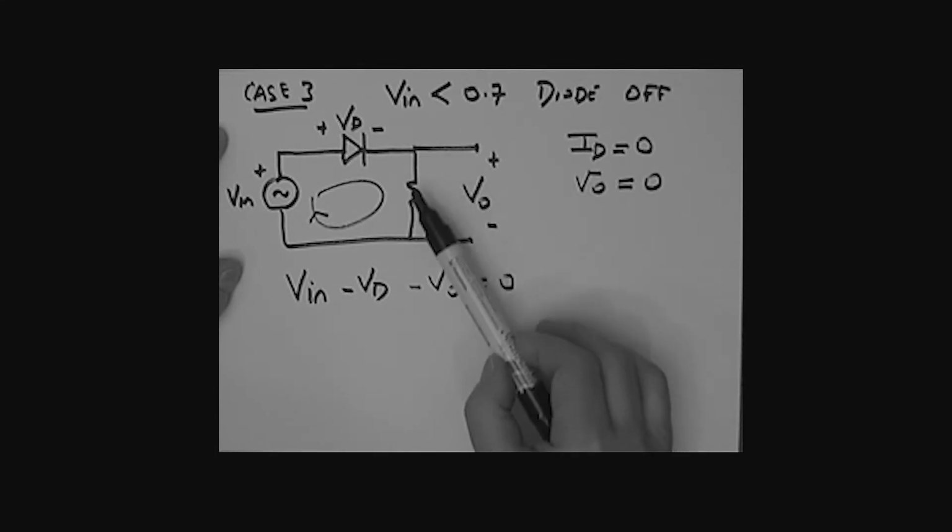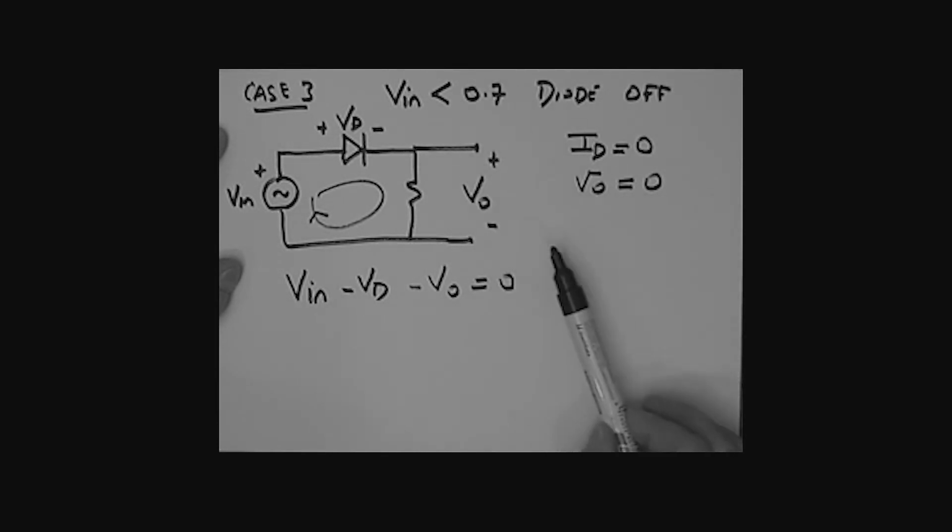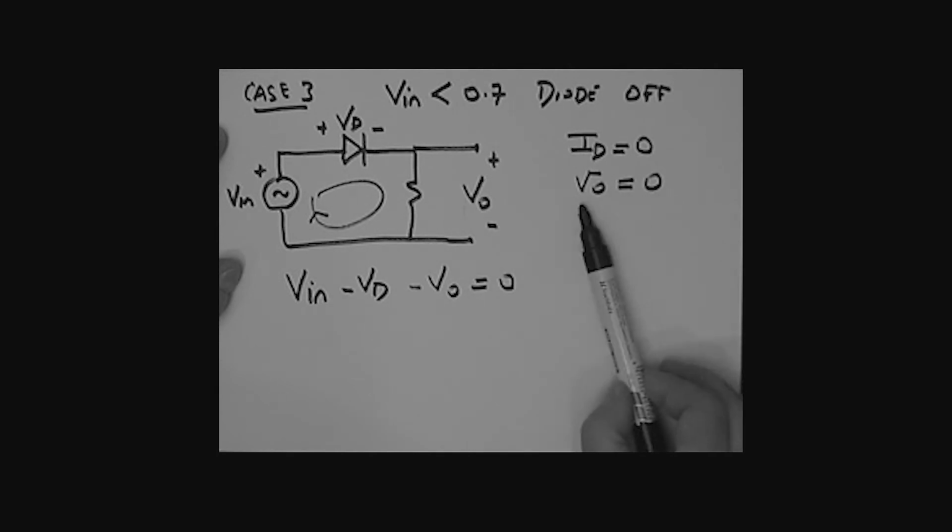If the current is 0, then the output voltage is 0. So for any value of V in less than 0.7, the output voltage is in fact 0. And that is that case.